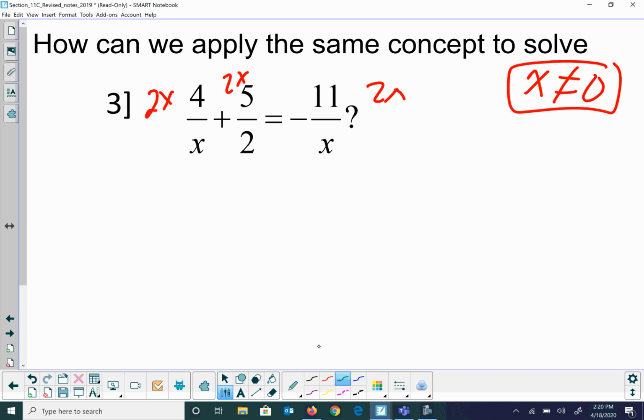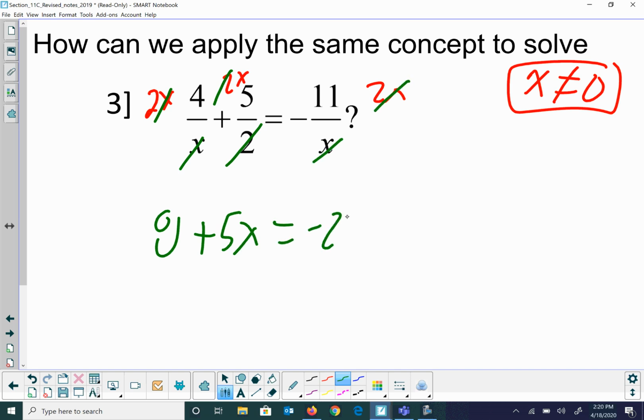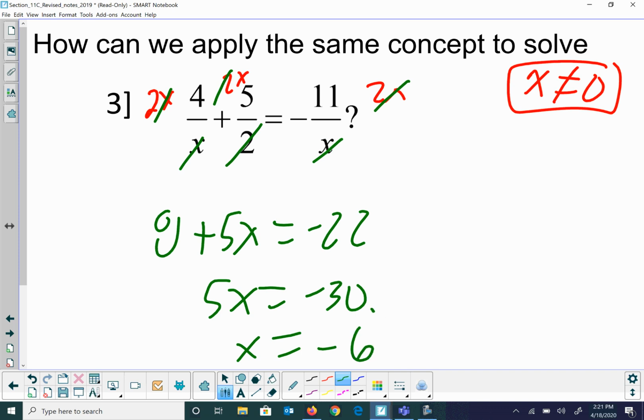And if I do that, x reduces, so that gives me 8. 2 reduces, so that gives me 5x. And then x reduces, so that gives me negative 22. Subtract 8 from both sides. So x is equal to negative 6. And remember we said it couldn't equal 0 originally, so negative 6 is definitely not 0, so we're fine.